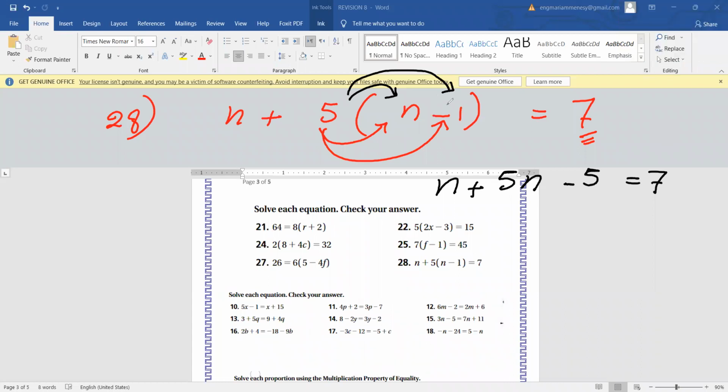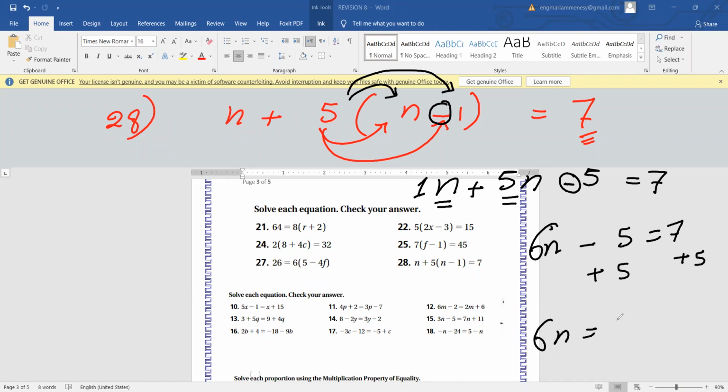But here you have negative, you must keep it. Then I have here 1n and 5n. The answer will be what? 1n plus 5n is 6n. Positive 6n minus 5 equals 7. Adding 5, then 6n equals 12. Divide by 6, then n equals 2. Do you understand?